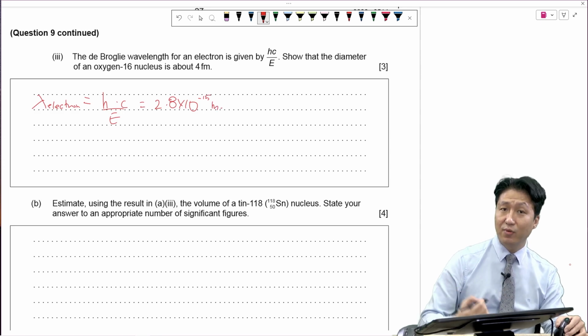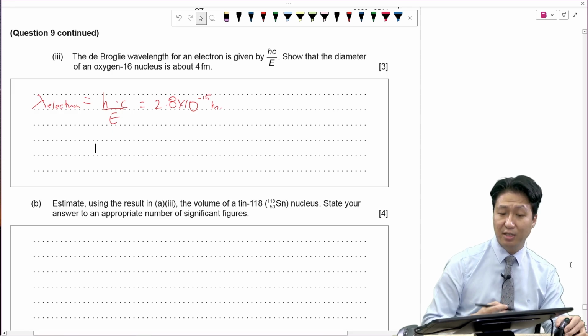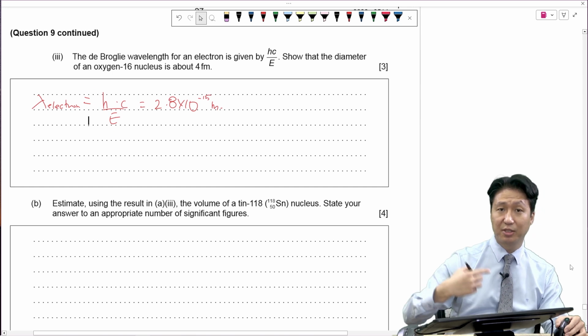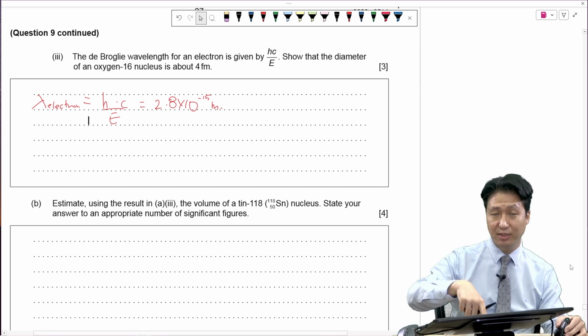Now, an easier way to do this is you can use the energy in megaelectronvolts and the Planck constant times the speed of light in megaelectronvolts or in electronvolts as given in the physics booklet.